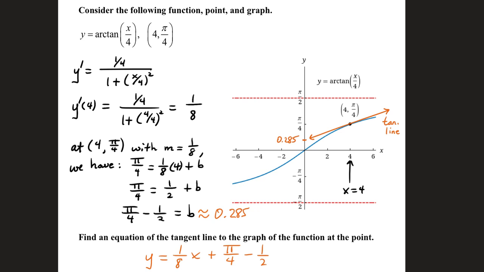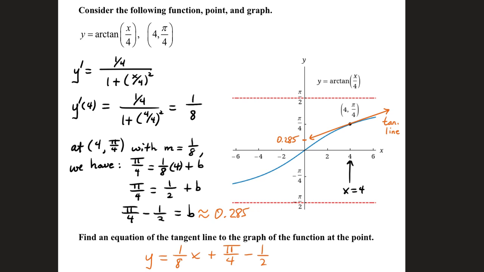Let's take the derivative. Let's remember for arctangent, it's u prime over 1 plus u squared. The derivative of 1/4 x is 1/4. 1 plus 1/4 x quantity squared. At the point 4, pi over 4 on your graph, it's marked over here. Substitute 4 in for x. That'll be 1/4 over 1 plus 4 over 4 squared. Well, that's 1 squared plus 1 is 2. 1/4 divided by 2 is 1/8. That's the slope of your tangent line.